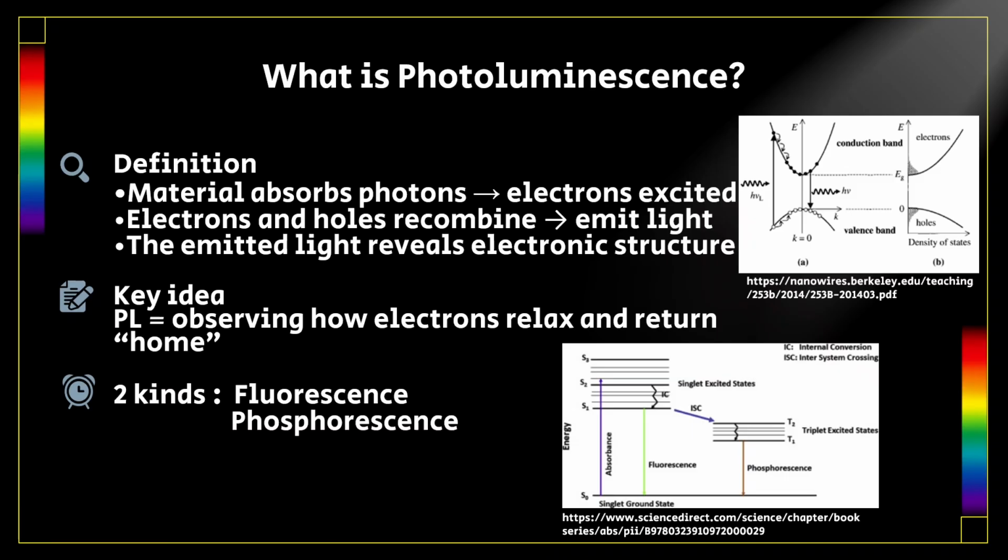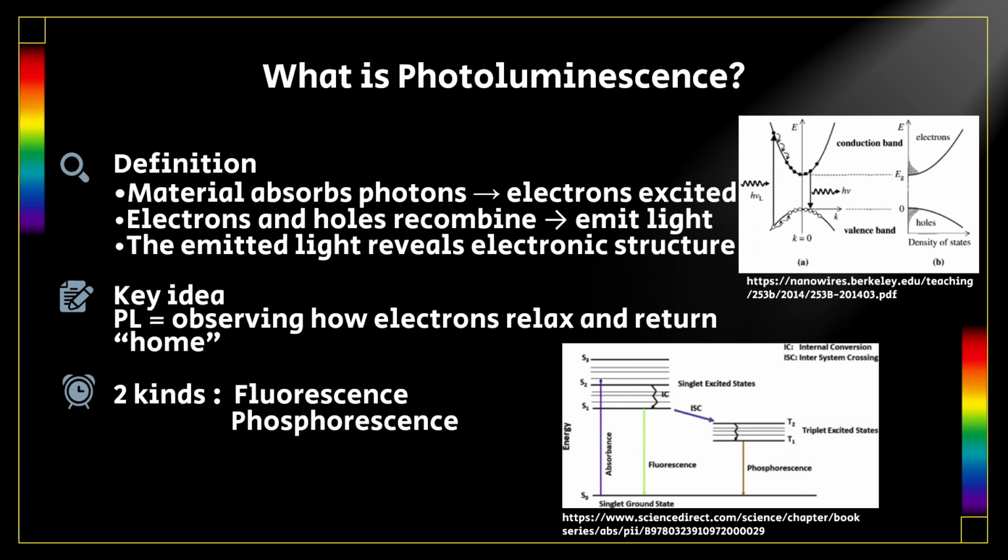So, what is PL? PL is essentially an absorb, excite, emit process. A material absorbs a photon, an electron is excited, and when the electron recombines with a hole, light is emitted. The emitted photon carries information about the material's band structure and defect states.